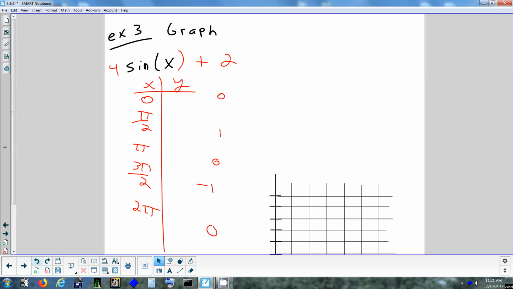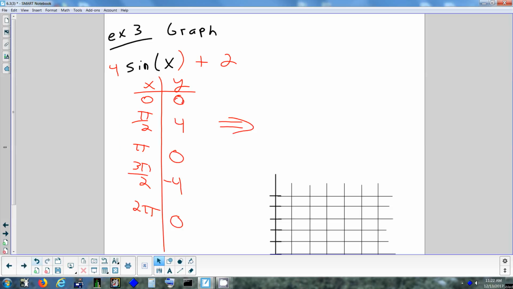Can somebody tell me what my new y's will be? 0. Yep. 4, 0, negative 4, 0. Okay. Right, so now we've done the vertical stretch, and now we're going to shift everything up 2.